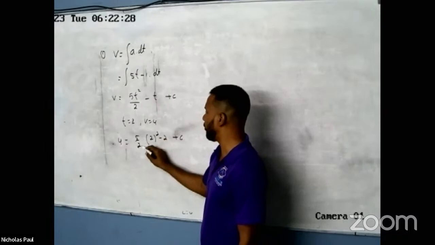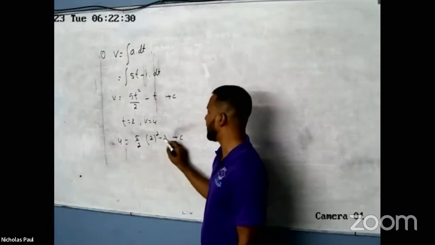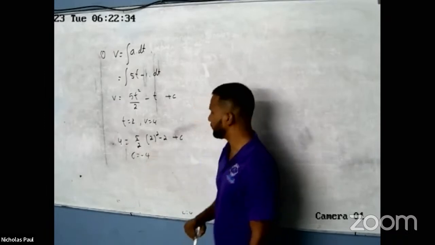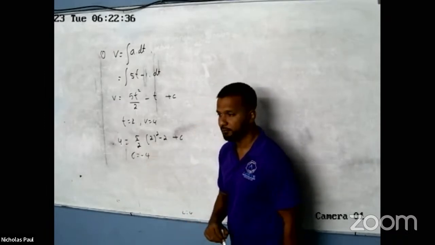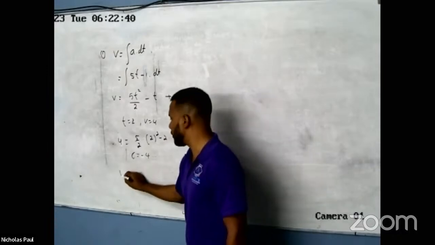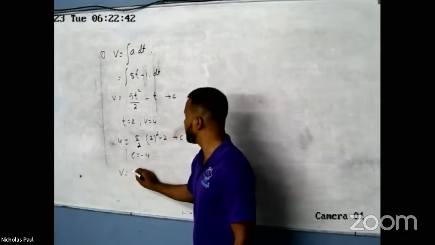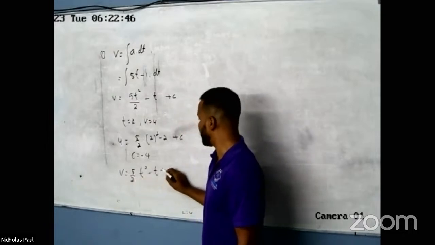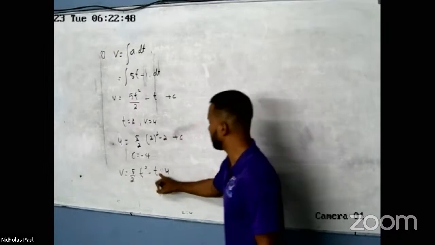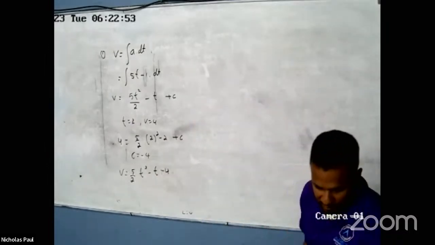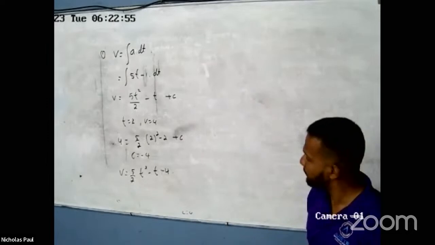This is 4, 2 into that is 2, that's 10, that's 8, right across. You'll get c is minus 4. Correct? So now we have the equation for v. v is equal to 512 t squared minus t plus 4. Minus 4. Right? So v is equal to 512 t squared minus t minus 4.